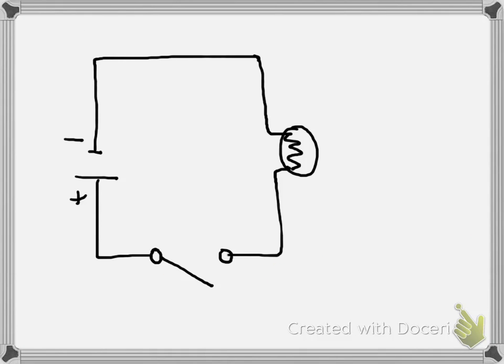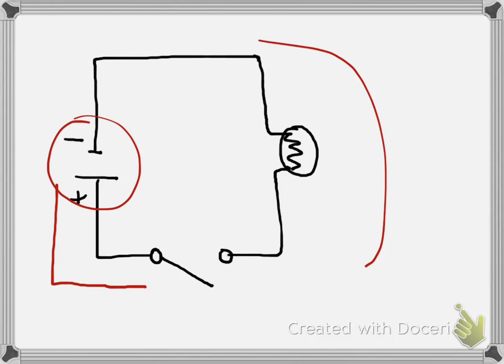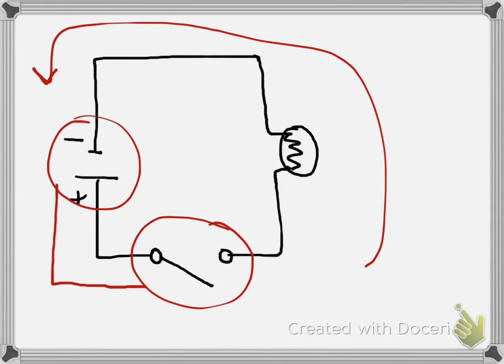This is a schematic of a very simplified direct current circuit. We have a battery located here, and charge will flow from the area of high potential to the area of low potential. Right now, however, no charge can flow because this switch is open.